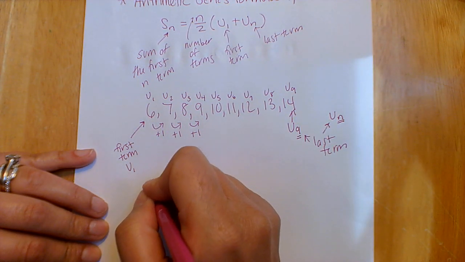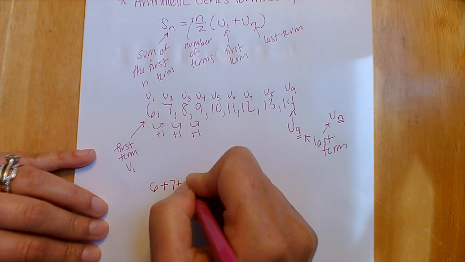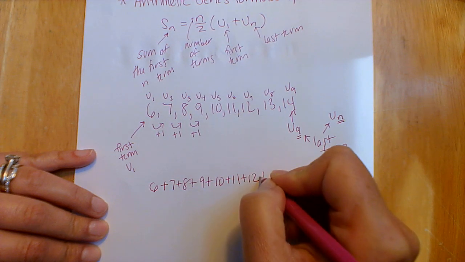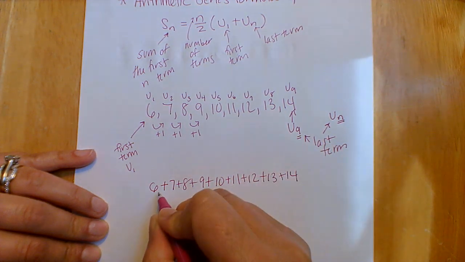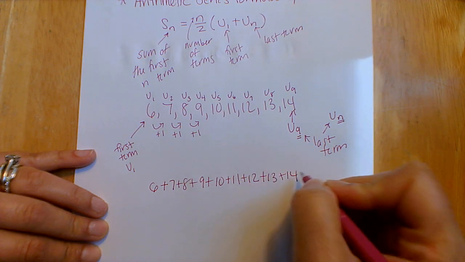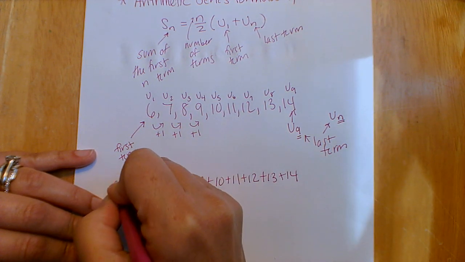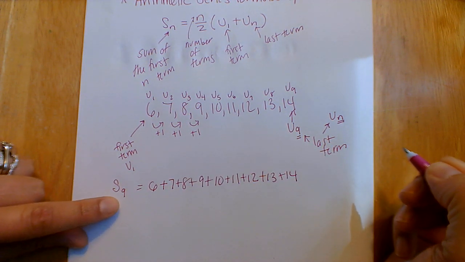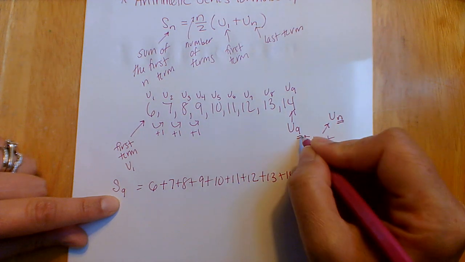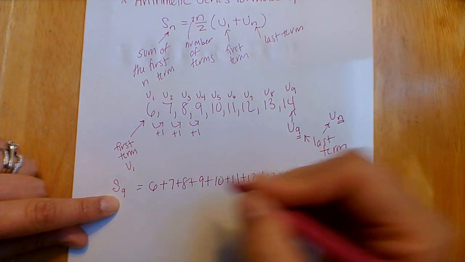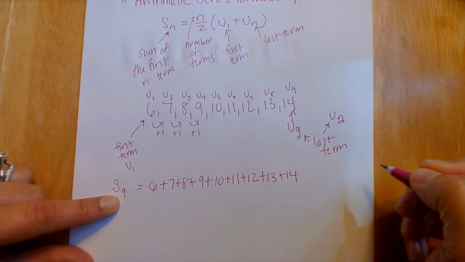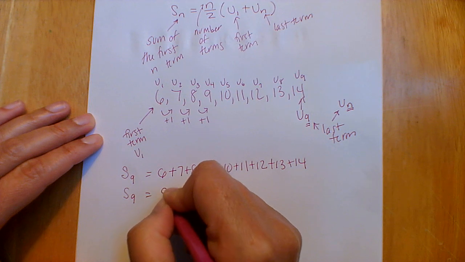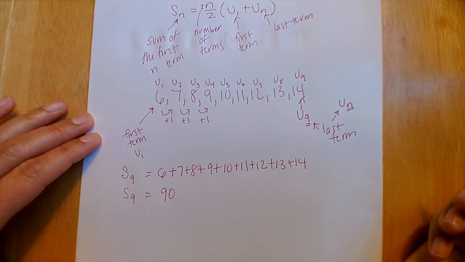Now, you could do it just by adding them up. So 6 plus 7 plus 8. Okay, and so this is going to give us our sum of the first 9 numbers. That's S sub 9. So this 9 is our n right here. That's the first 9 numbers, 6 through 14. And when I do that, I'm going to get a sum, if I add it up in my calculator, of 90. That's what I'm going to end up getting.